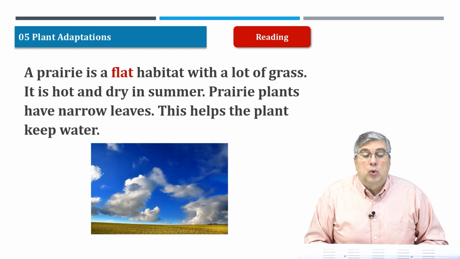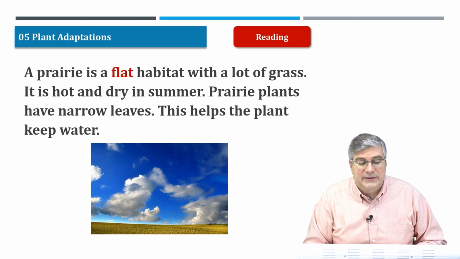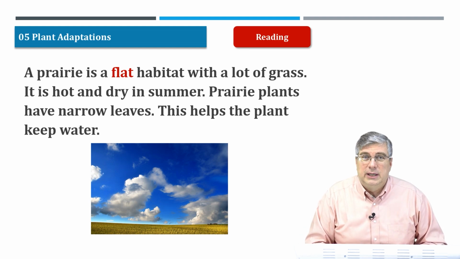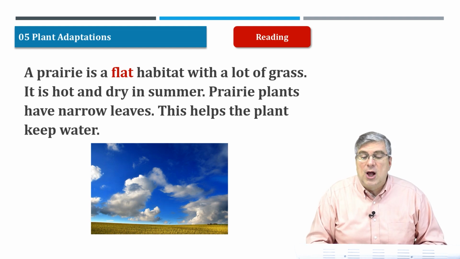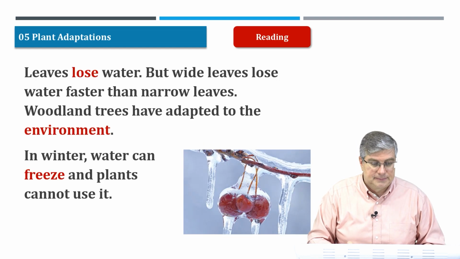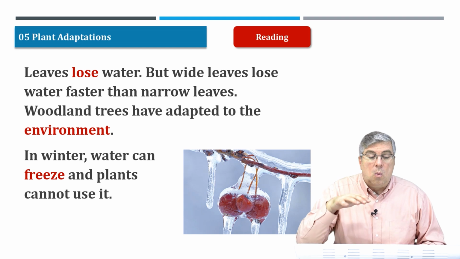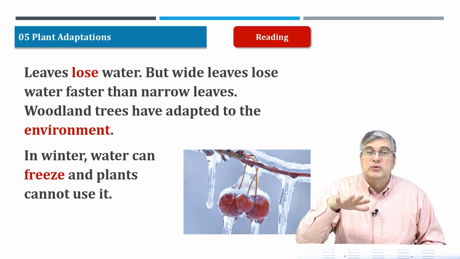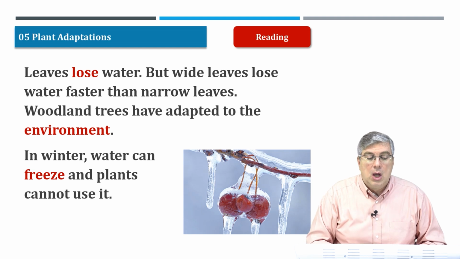Okay. A prairie is a flat habitat with a lot of grass. It is hot and dry in summer. Prairie plants have narrow leaves. This helps the plant keep water. Leaves lose water, but wide leaves lose water faster than narrow leaves.